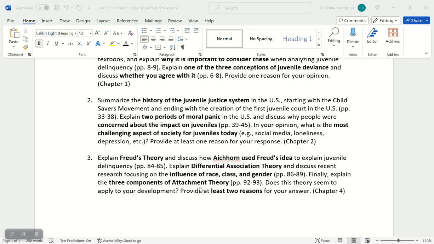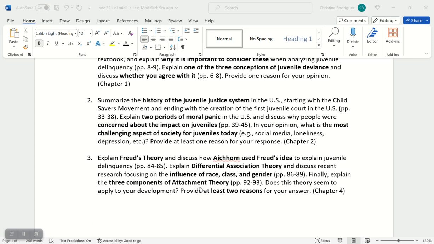Explain the 3 components of attachment theory. Attachment theory, there are 3 components, so make sure that you explain all 3, don't just list them.